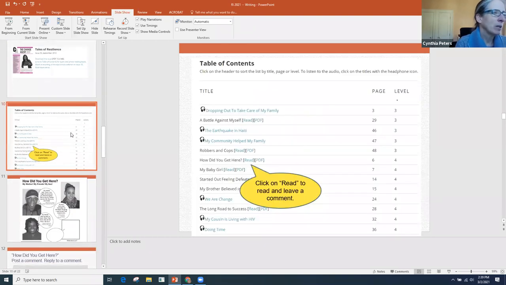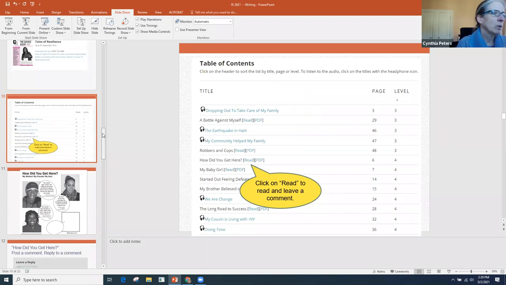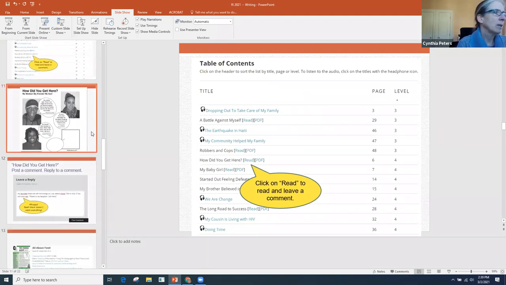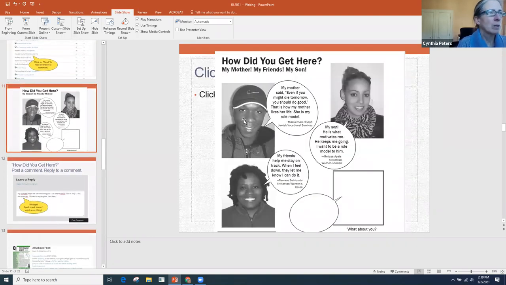I wanted to just remind you of that. And this one, I wanted to share with you this read option, which when you click on read, you get the article. The article is just very simple. How did you get here? There are pictures of three learners answering the question, how did I get myself to class? One person says it's his mother who inspires him. Another says it's her son. And another says it's her friends.